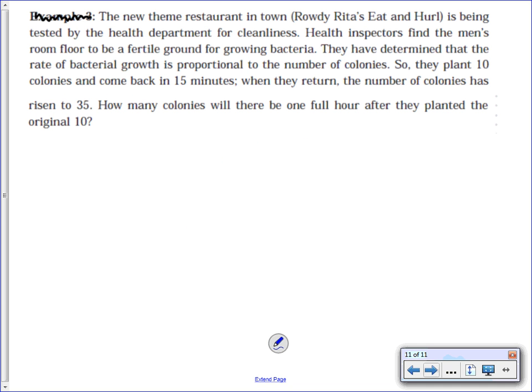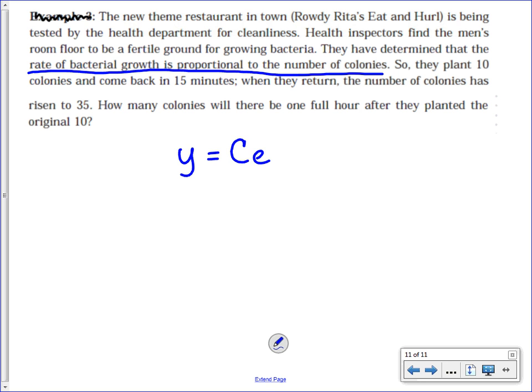All right, here's an example. The new themed restaurant in town called Rowdy Rita's Eat and Hurl is being tested by the health department for cleanliness. Health inspectors find the men's room floor to be a fertile ground for growing bacteria. They have determined that the rate of bacterial growth is proportional to the number of colonies. There's the key phrase. So we know we're dealing with y equals c times e to the kt.